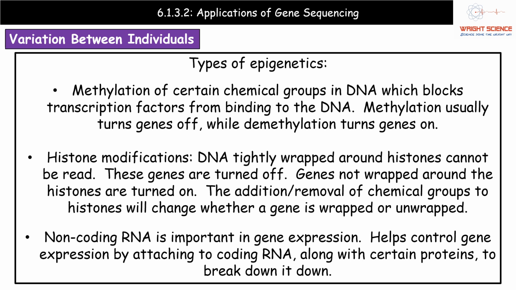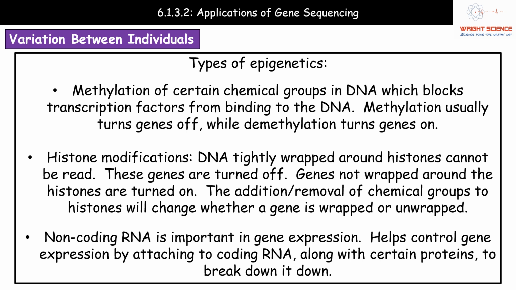Hopefully we remember that DNA is tightly wrapped around these proteins called histones, and when they're wrapped around the histones, we can't read that DNA. Those genes are going to be switched off. If we've got genes that are not wrapped around histones, they're the ones that are switched on. So what we can actually see happening is by adding or removing chemical groups to the histones, that's going to alter whether a gene is wrapped or unwrapped, therefore whether it's on or it's off.